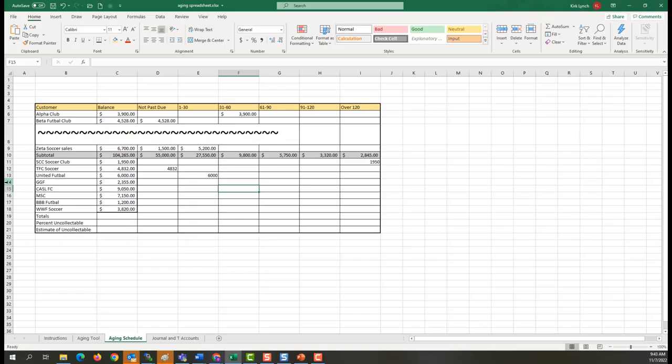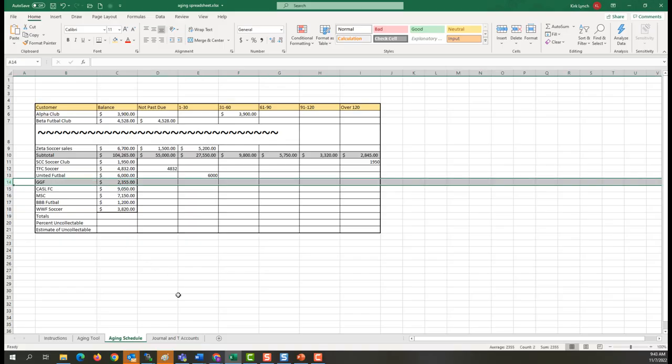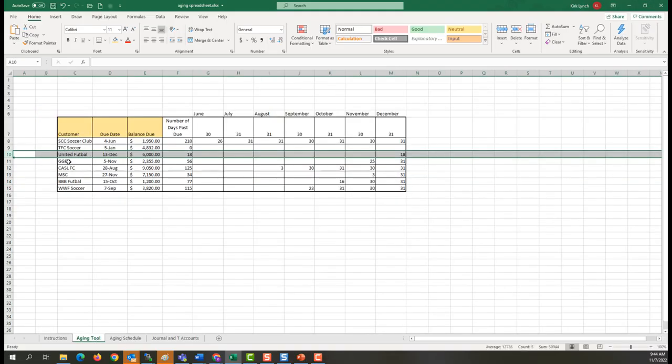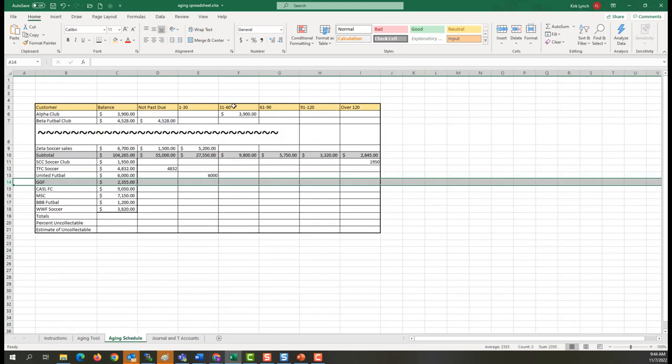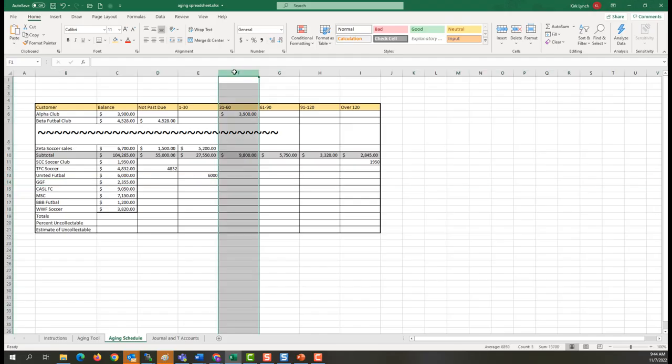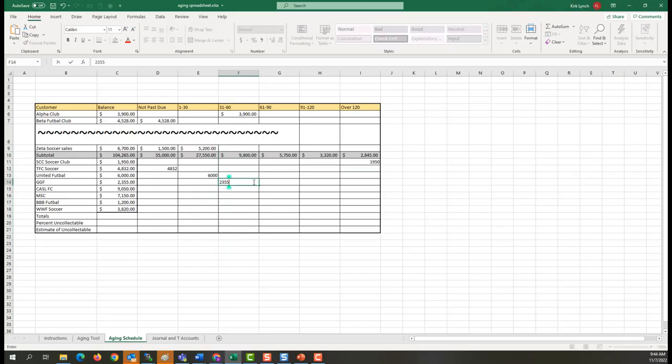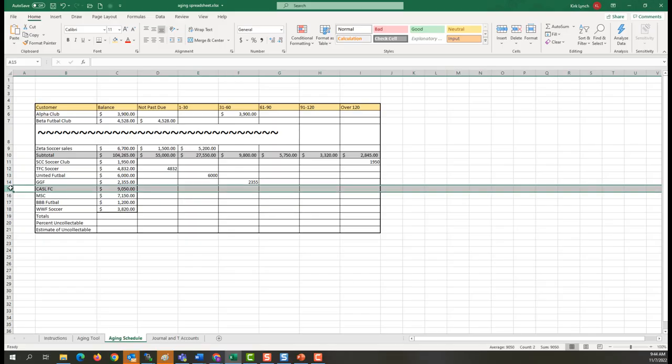Our next one is GGFC, and they owe us $23.55. And if we look at our tool right here, we can see that they are 56 days past due. So 56 is between 31 and 60, so they're going to go in this column right here. And so the amount that they owe us is $23.55, and that goes right there. Then we move down here to CASLFC.